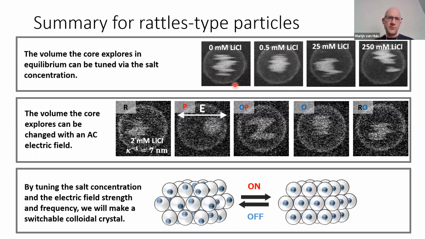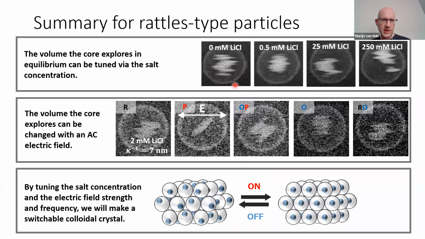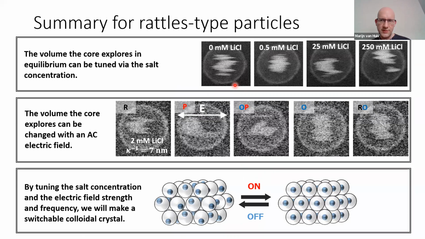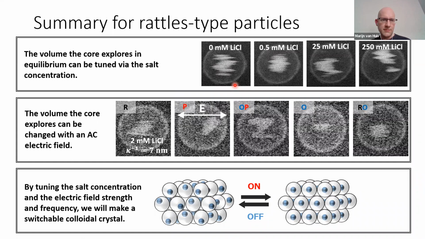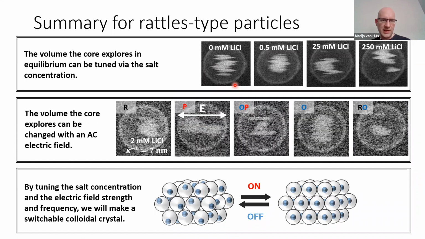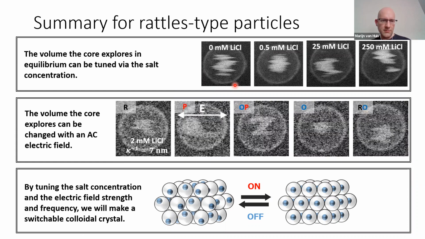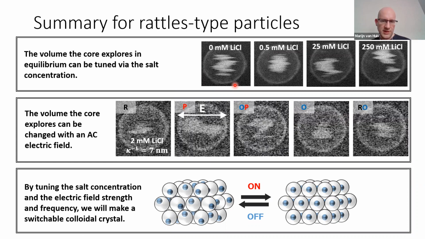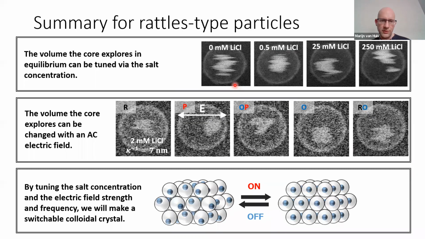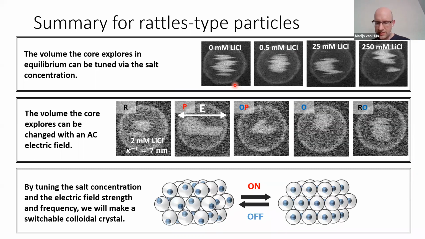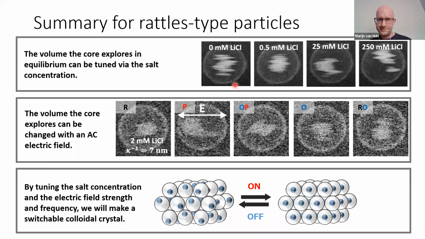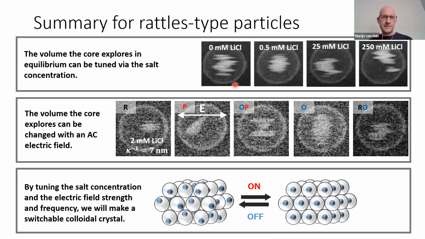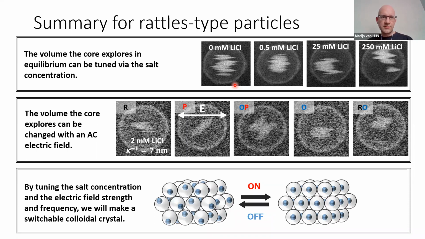Yes, so this is the summary for the Rattle-type particles. The volume the core explores in equilibrium can be tuned via the salt concentration. It can be changed also with an AC electric field. And by tuning both the salt concentration and the electric field strength and frequency, we can make a switchable colloidal crystal at the nanoscale. And that is again a spectacular thing. Good, so these were the Rattle-type particles.